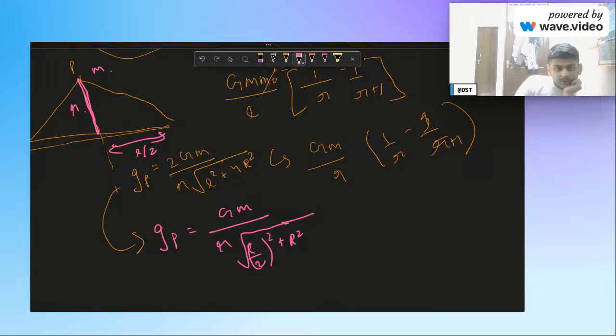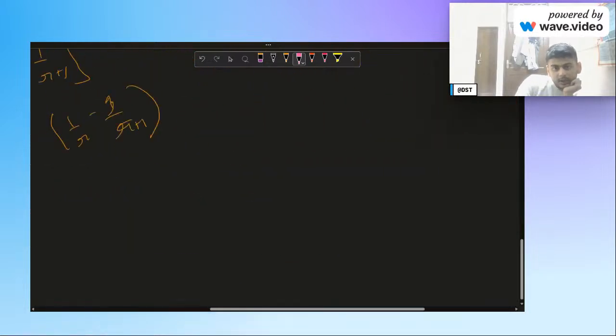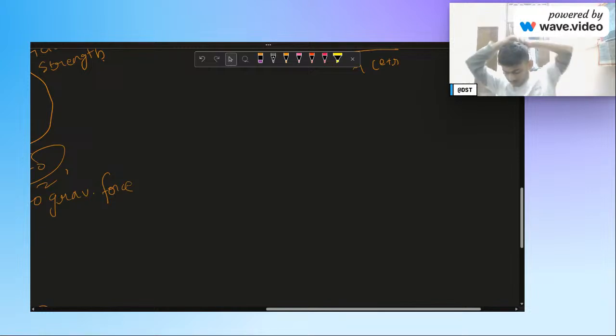So basically, you have to firstly multiply this distance and then this distance to get the denominator, and the numerator will be same. You can remember like this. Okay.